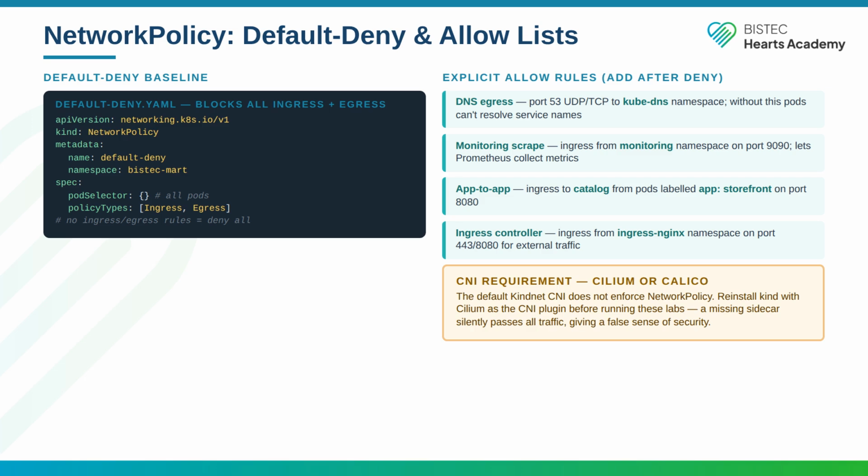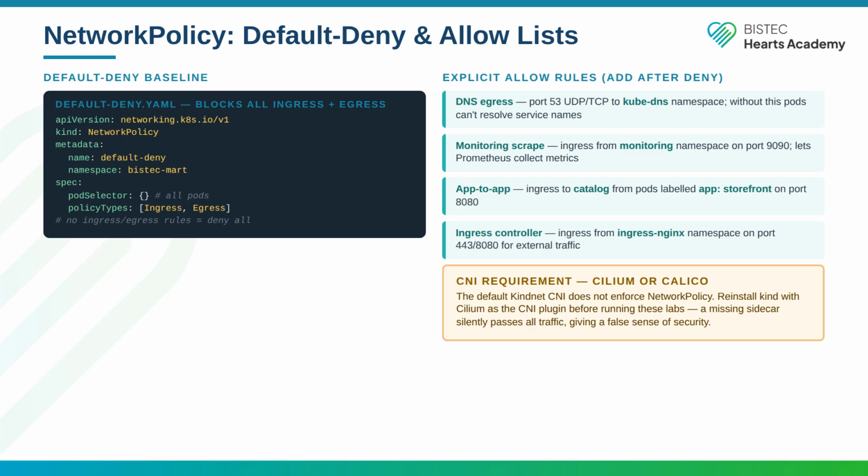DNS egress. Allow outbound UDP and TCP on port 53 to the Kubernetes service. Without this, pods can't resolve service names by hostname. Prometheus scrape ingress. Allow inbound traffic from the monitoring namespace on port 9090. App to app. Allow inbound traffic from pods labeled app storefront to the catalog service on port 8080.